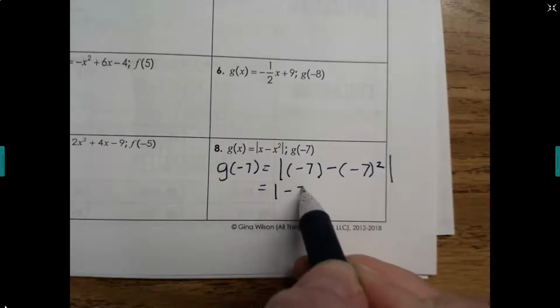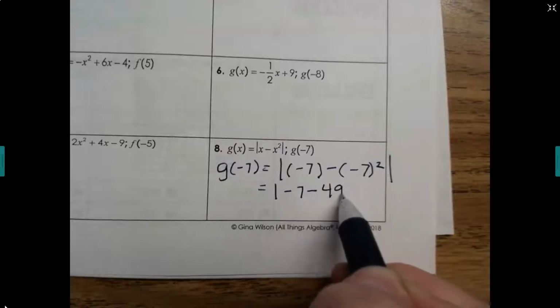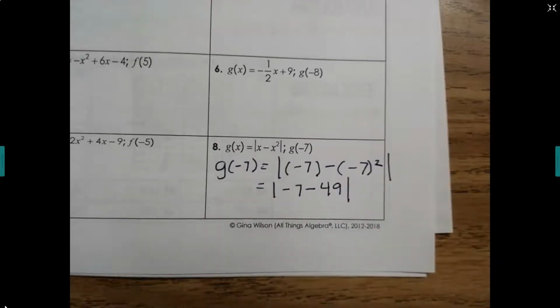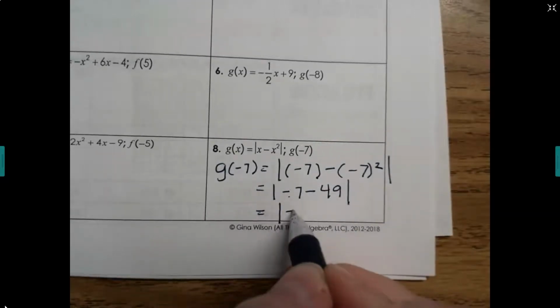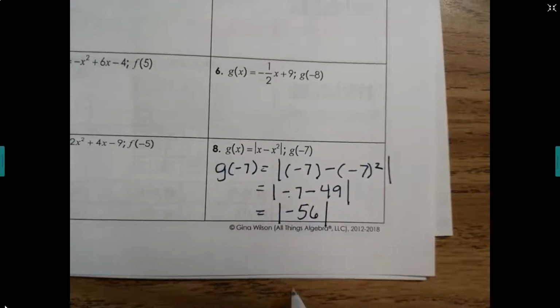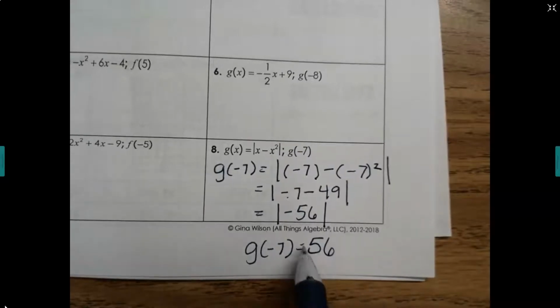So we have negative 7 minus negative 7 squared, which is 49, and that's inside my absolute value bars. Negative 7 minus 49 is negative 56. And the absolute value of negative 56 is 56, because I'm asking how far away from 0 the number is. It's 56 units away, so it's always going to be positive. All right, so let me help you get a couple of these set up, and you're going to go through and try the rest on your own.